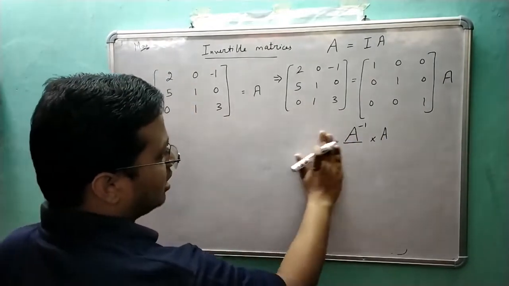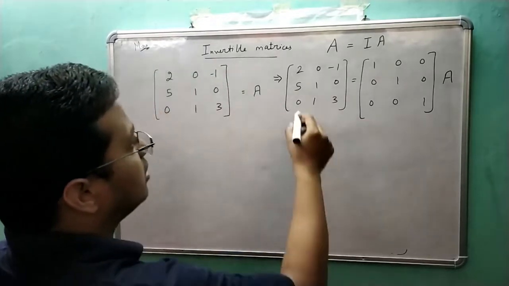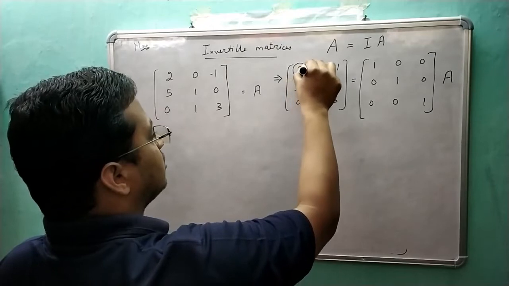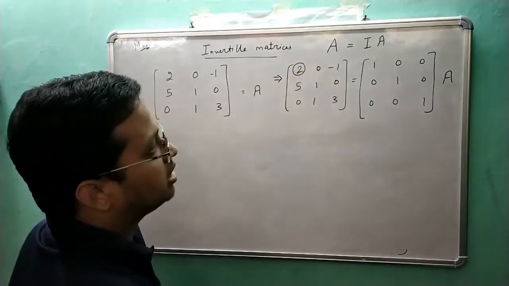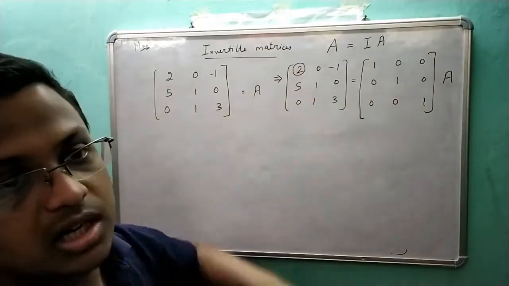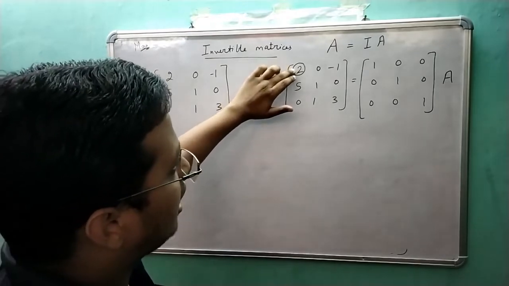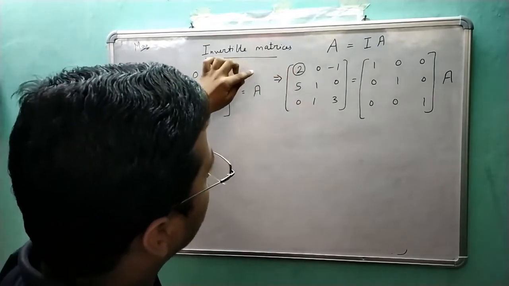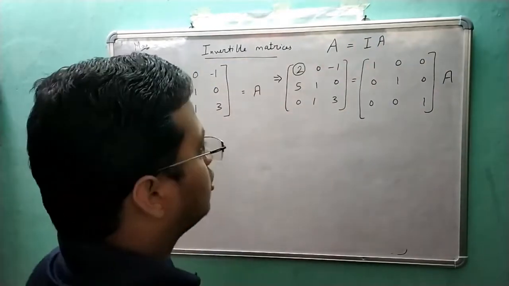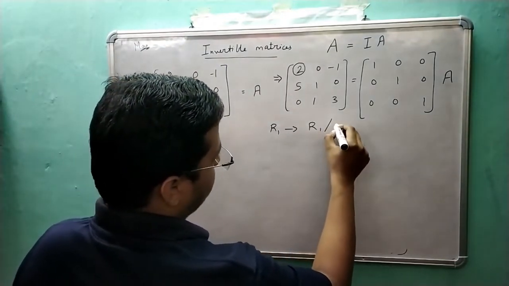So let's start, and here there are some specific procedures. What you have to do is make the first element 1. How to make this 1? By dividing it by whatever number is there. Suppose in this case we have 2. So we will divide the whole row by 2. So R1 changes to R1 divided by 2.